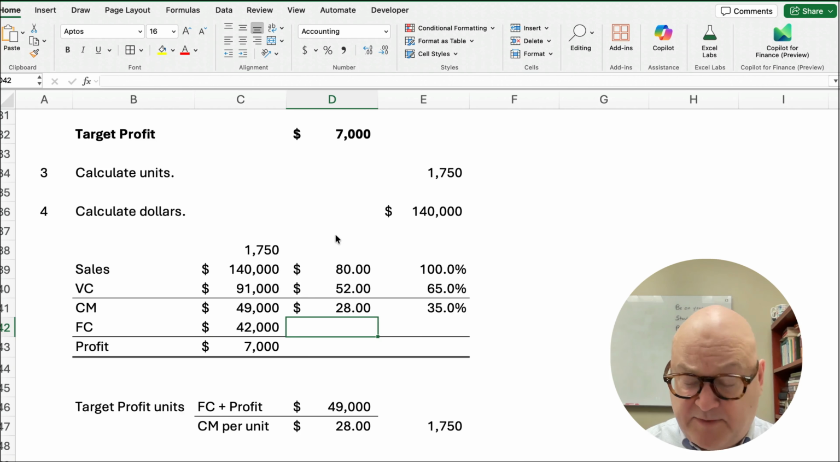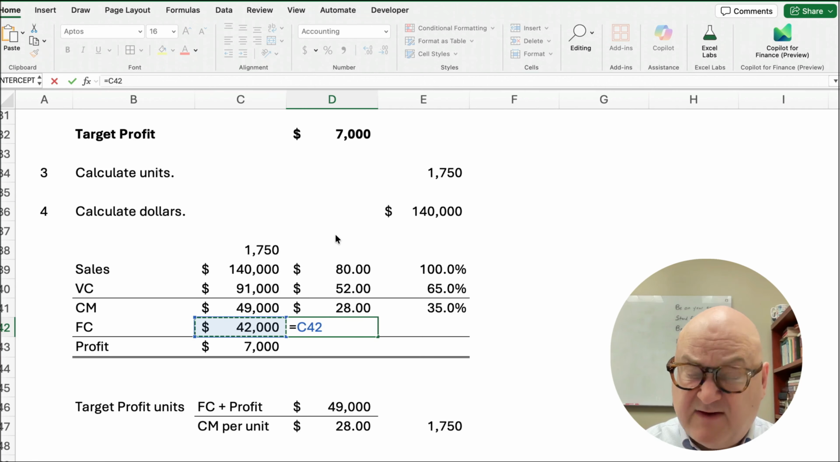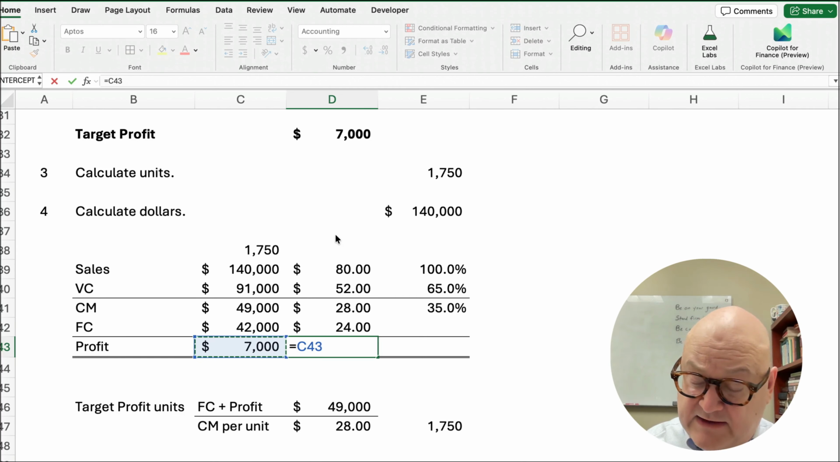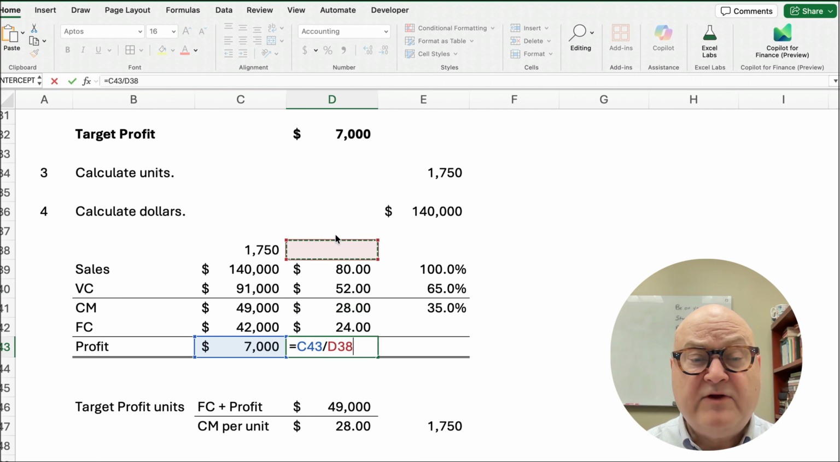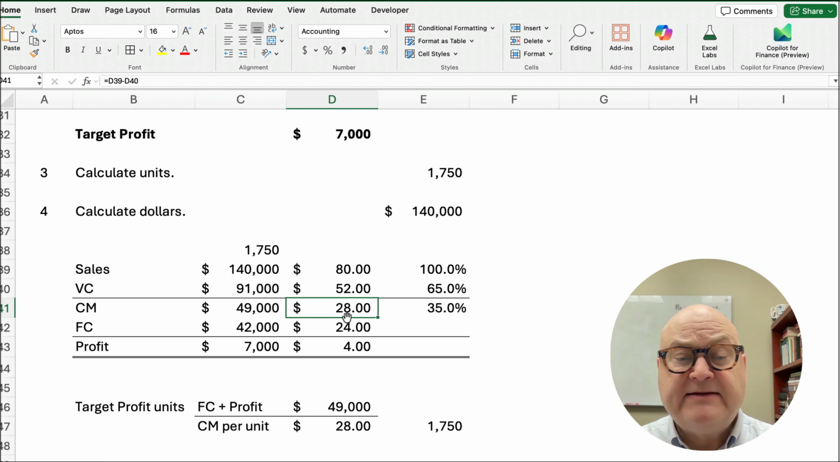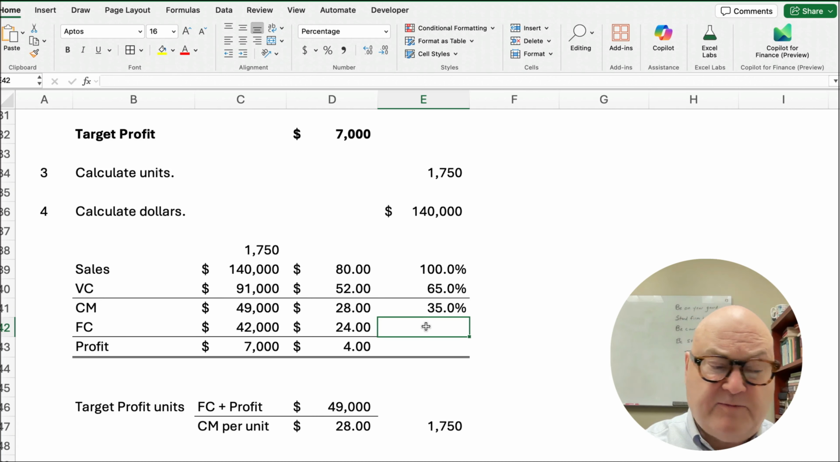Let's finish this up here. 42,000 divided by the number of units will give me, well, that's $24 per unit is my fixed cost. 7,000 divided by the number of units would be $4. Or I can take 28 minus 24 gives you $4. Okay, I think it's important to understand these relationships. The total dollars, per unit dollars, percentages.